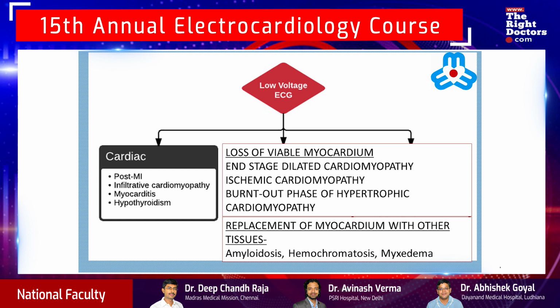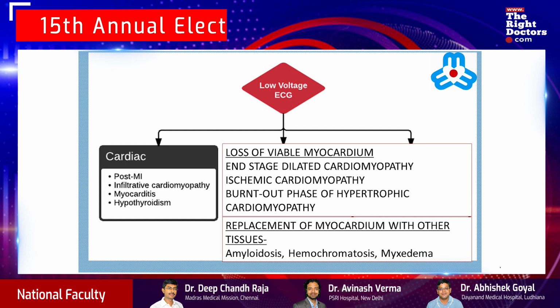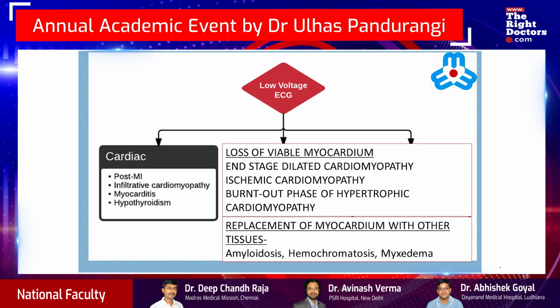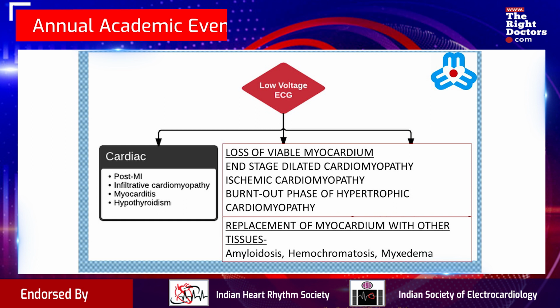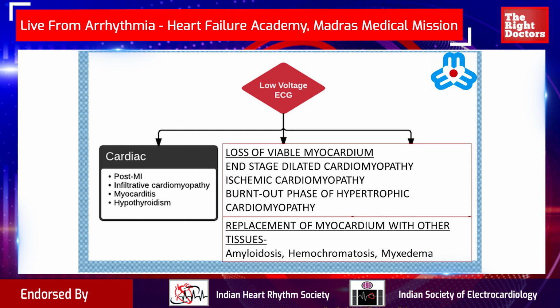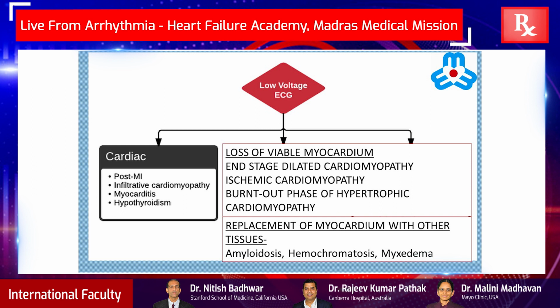And then there are infiltrative disorders, where the myocardium, which generates the voltage, is replaced by some other tissues, like amyloid infiltration of the heart, hemochromatosis, or mucopolysaccharide deposition within the heart muscles. Again, they can obscure the QRS voltage.